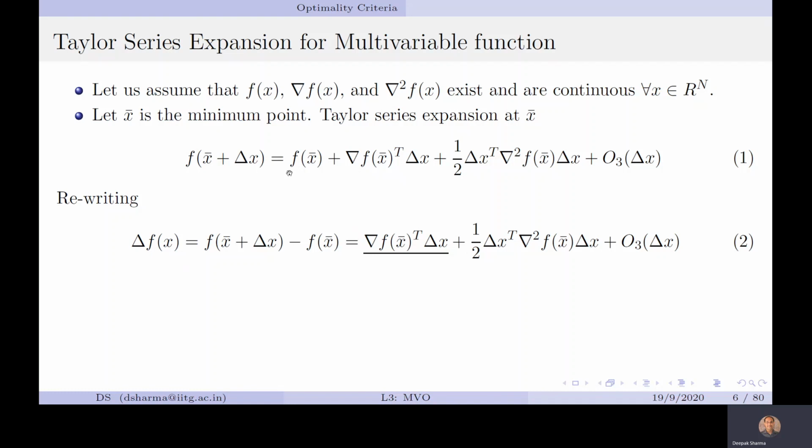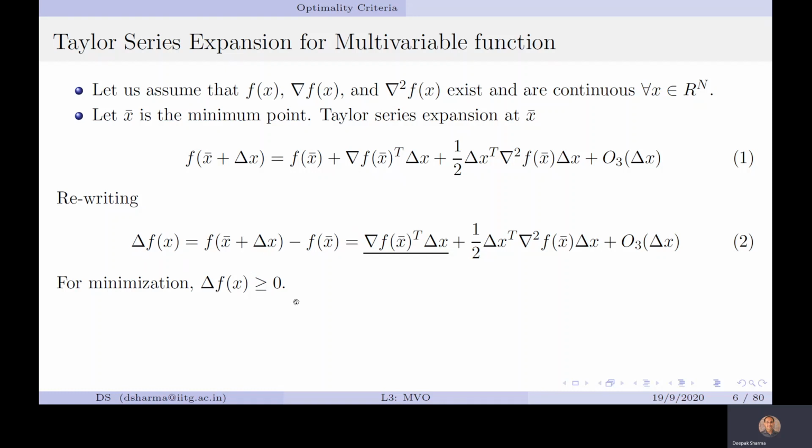In equation 1, we will take f of x bar to the left hand side. Now let us look at equation number 2. This difference, f of x bar plus delta x minus the function value at x bar, we are referring to as delta f, and then the right hand side terms. Since we are solving a minimization problem and x bar is a minimum point, any value of delta f in equation number 2, whether delta x is positive or negative, should always be greater than or equal to 0.